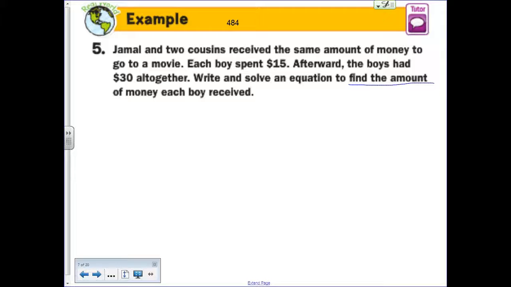And so we would underline that in our word problem, find the amount of money each boy received, and we would come up with a variable for that. I think it makes sense for M to be our variable and for that to stand for money each boy got.